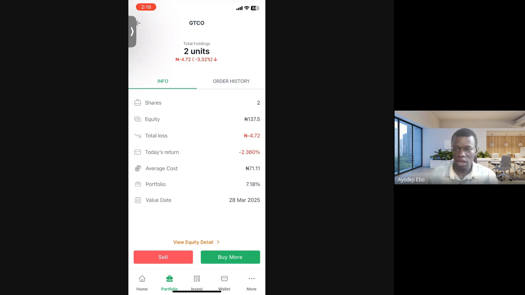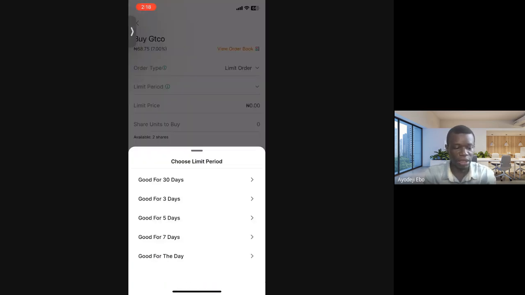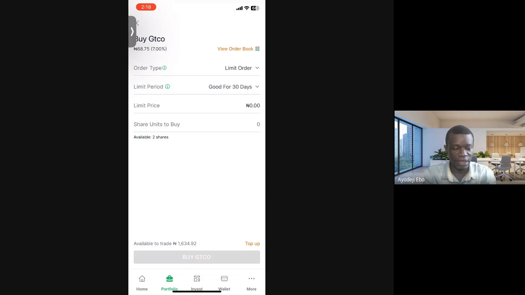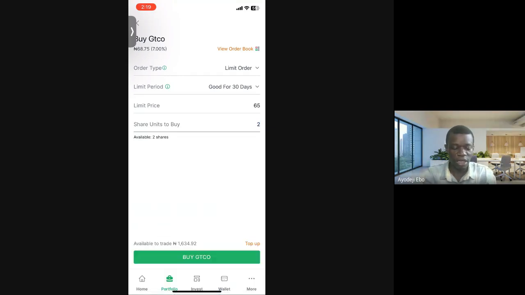So we can see that if I want to buy more now, I want to use the limit order. I can put it there that for the next 30 days, I want to get GT Bank at 65 naira. I'm not too aggressive or too keen to get it today. For some stock, if you are not very keen to buy, you just put it for 30 days. If it gets there, most times it's very good.